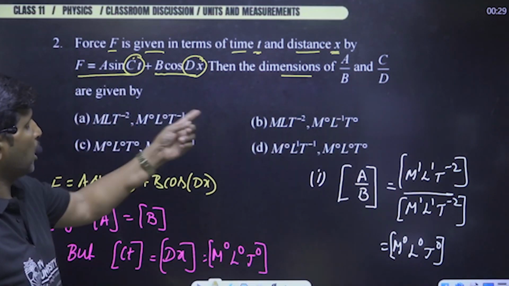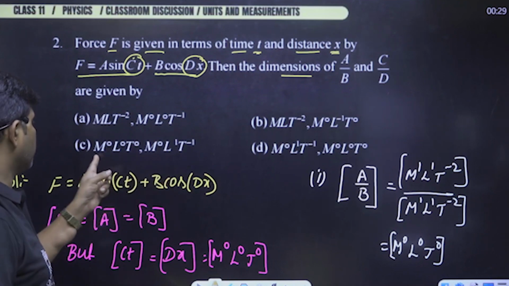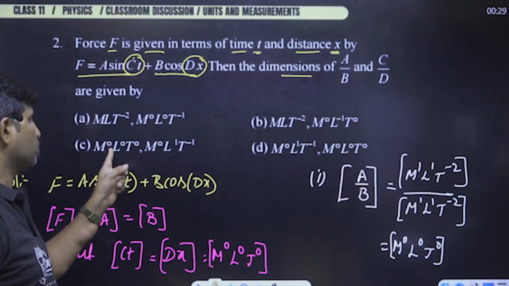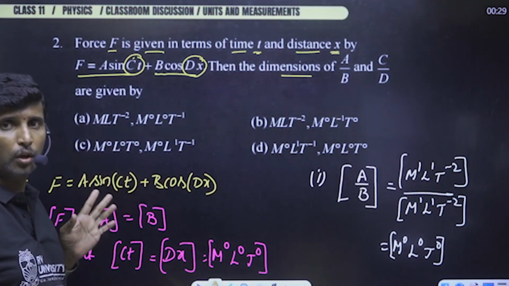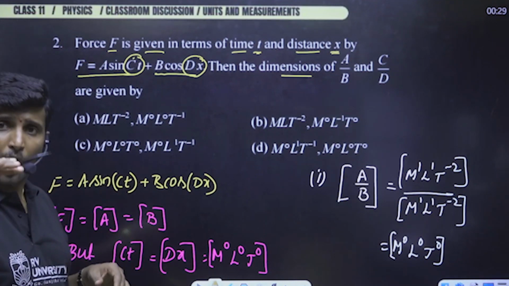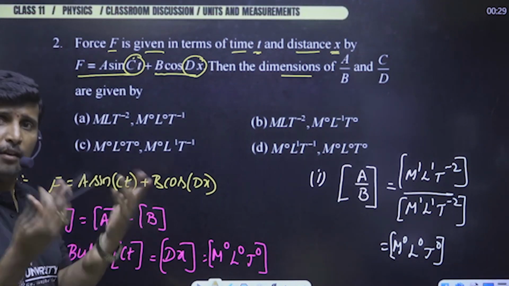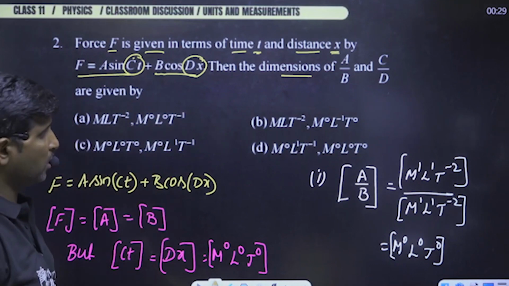Hence, we can go with the options. There is only one option here. Dimension A by B is m power 0, L power 0, T power 0. With this, I can confirm option C is the right answer. But anyway, let us calculate what are the dimensions of C and D.